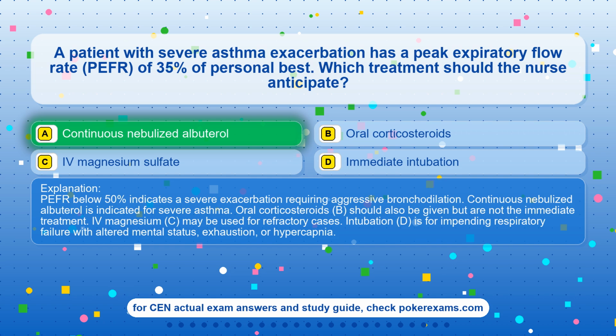Oral corticosteroids, B, should also be given but are not the immediate treatment. IV magnesium, C, may be used for refractory cases. Intubation, D, is for impending respiratory failure with altered mental status, exhaustion, or hypercapnia.